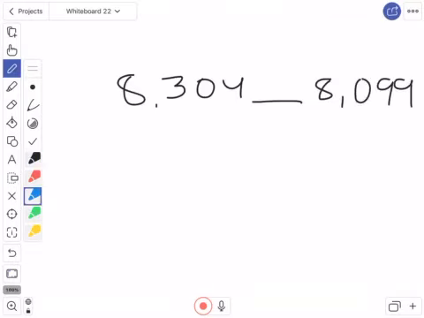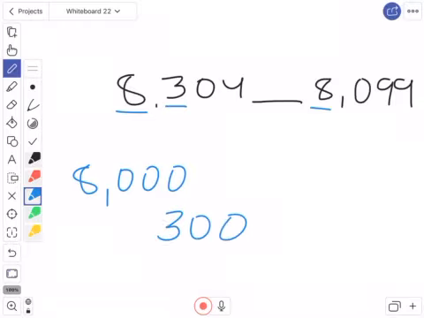The way I always like to look at it, I always start with the thousands. So this has 8 in the thousands, which really stands for 8,000. And this also has 8 in the thousands, so that doesn't help. I'm going to go to the hundreds. That 3 really stands for 300. And this one has a 0, that really stands for 0. So right there, that tells me which one is larger, which one is smaller. So I can say that this one is larger.